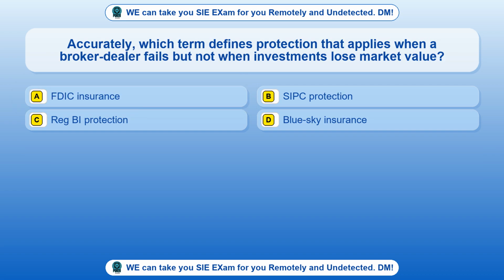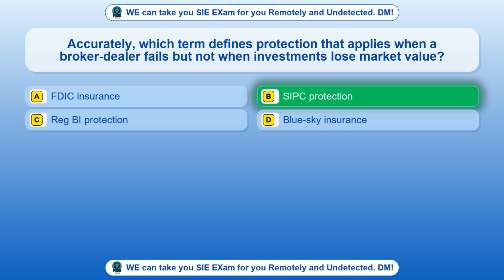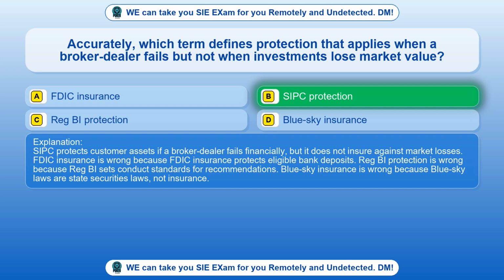Question 34. Accurately, which term defines protection that applies when a broker-dealer fails but not when investments lose market value? Option A, FDIC insurance. Option B, SIPC protection. Option C, Reg BI protection. Option D, Blue Sky insurance. The correct answer is option B, SIPC protection. SIPC protects customer assets if a broker-dealer fails financially, but it does not insure against market losses.